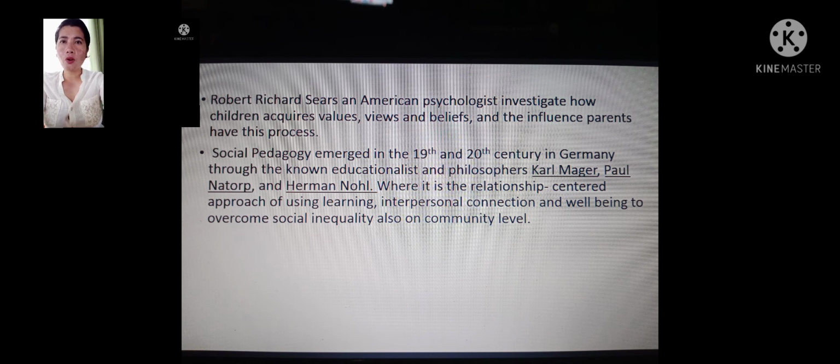Social pedagogy emerged in the 19th and 20th century in Germany through the philosophers and educationalists Karl Mager, Paul Natorp, and Herman Nohl. It is a relationship-centered approach using learning, interpersonal connection, and well-being to overcome social inequality, also on a community level.